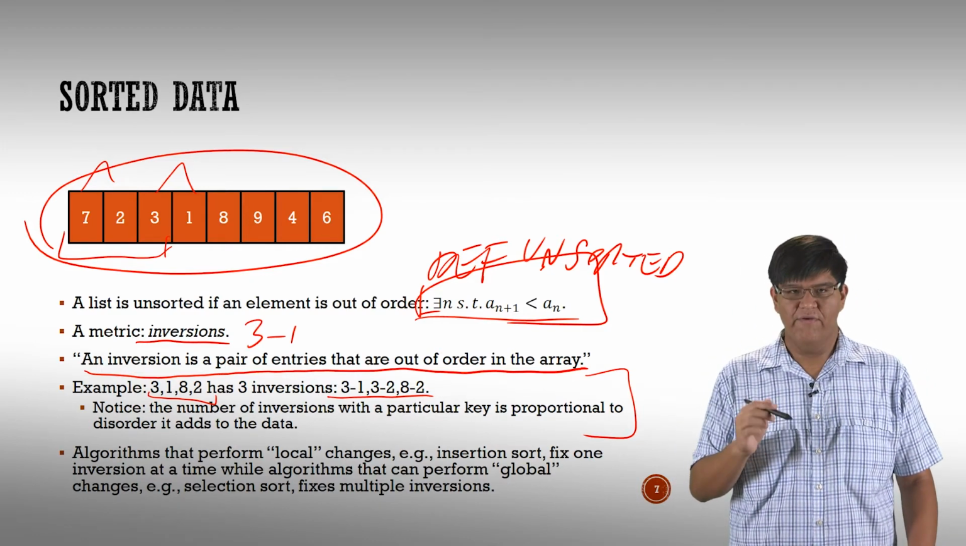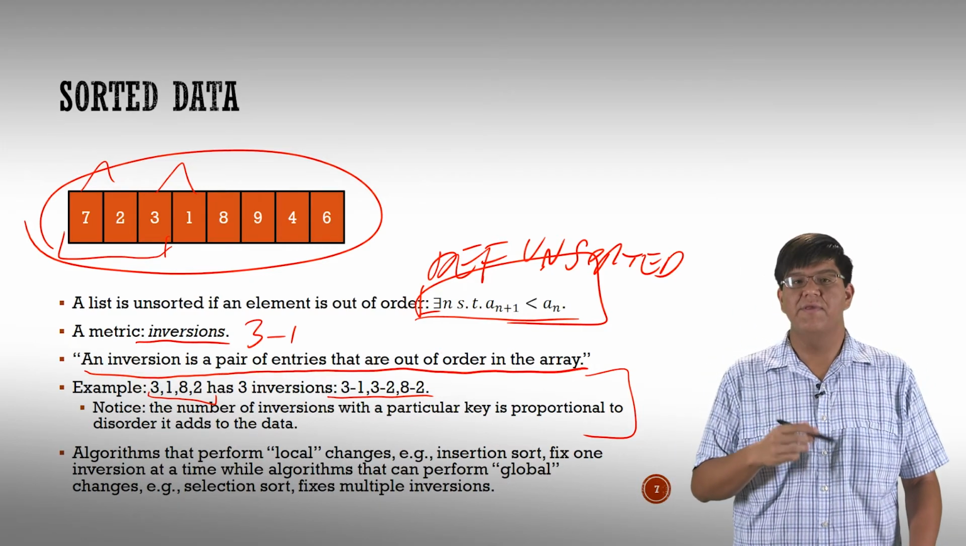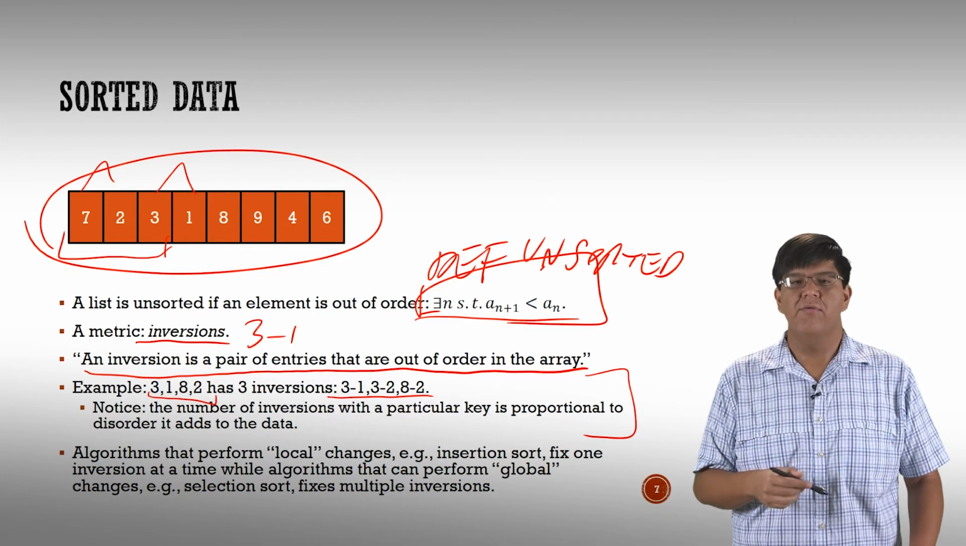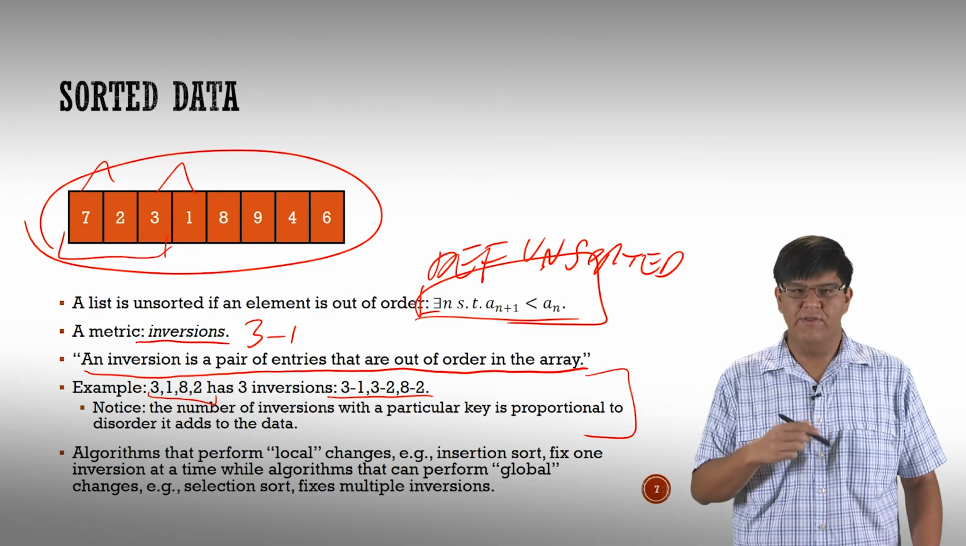Hopefully this gives you some idea of what it means to be sorted in mathematical terms. What does it mean to be sorted? What does it mean to not be sorted? And also this idea of what an inversion is.